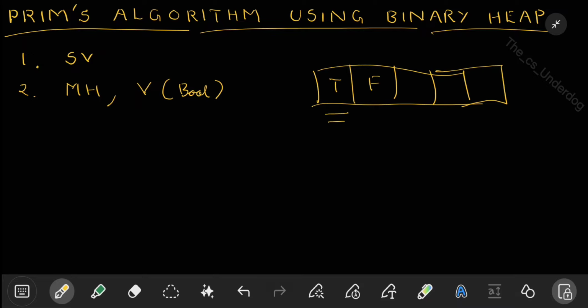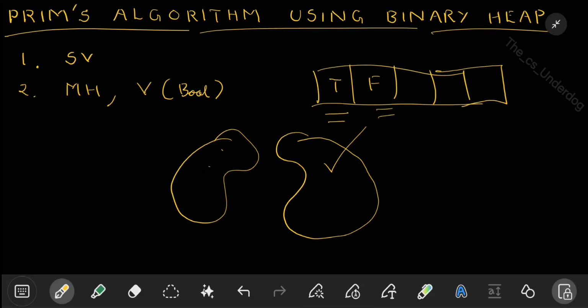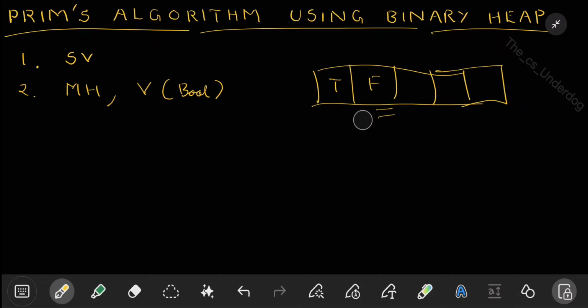If it is true, that means this particular vertex is already visited. Already visited means this vertex is already part of your MST. And if it is false, that means you are yet to visit this vertex. Yet to visit means it is not yet part of the MST, which means you still have to take it to the MST side. So these are the initializations that you want to do.